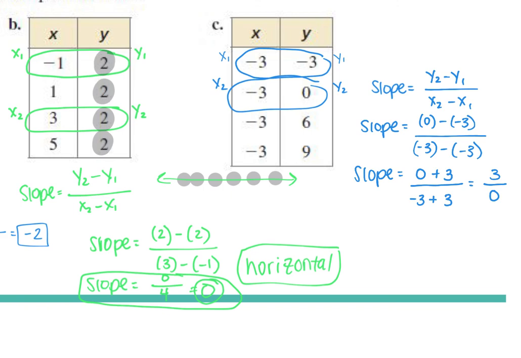Anything divided by 0 gives us a slope of undefined, right? Because we can't do 3 divided by 0. So our slope is undefined, therefore we know it is a vertical line. What was 0 divided by 0? 0 divided by 0.